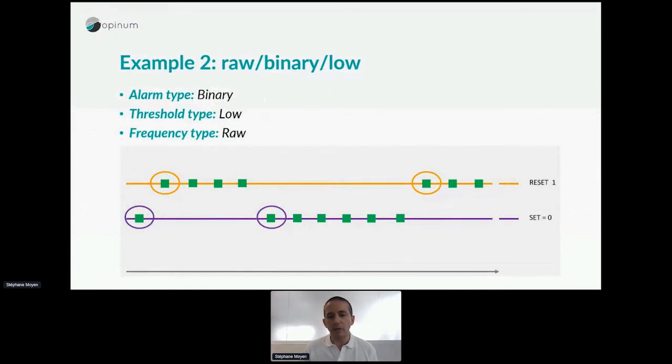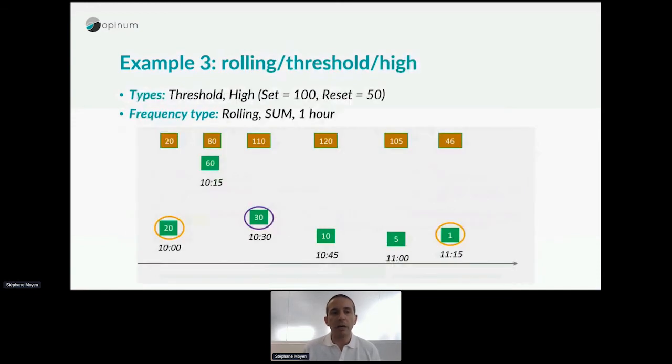I will talk about the other examples that we can have. The third one is a rolling type alarm. A rolling type alarm is doing an aggregation. In this case, we have an example with a rolling type which is doing a sum on the past hour. So you can see on the diagram, the green values are the instantaneous row values, and the brown values are the aggregated summed values on the past hour.